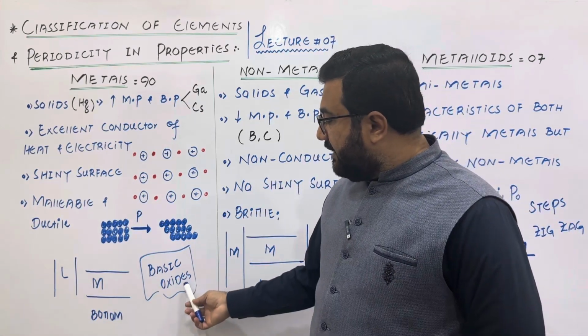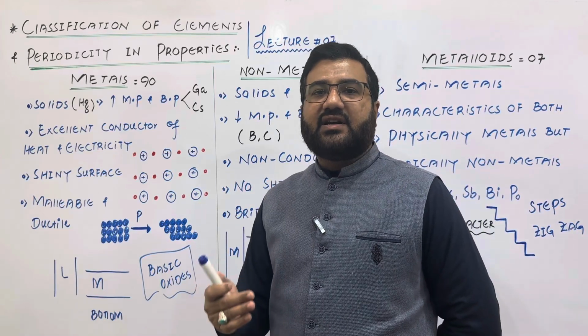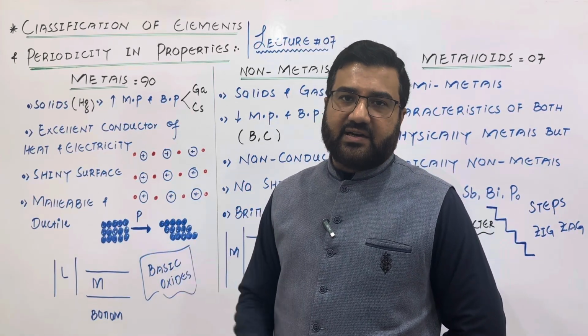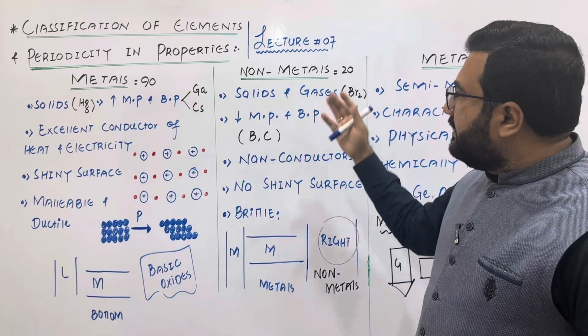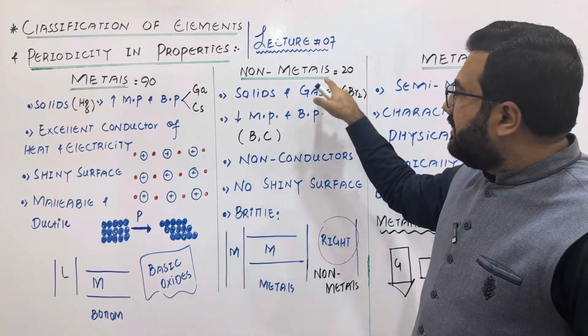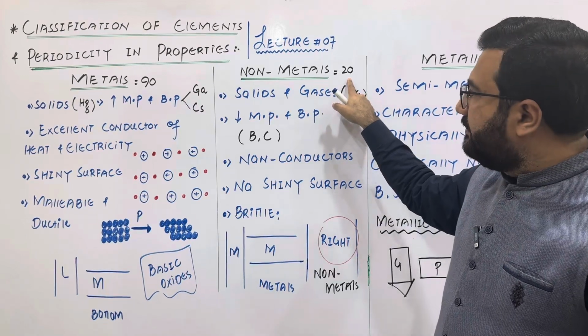When combined with oxygen, metals form basic oxides, meaning when their oxides are dissolved in water, you will get bases. This was about the metals. Now let us move towards the non-metals. Out of 118 elements, there are 20 non-metals in the periodic table.